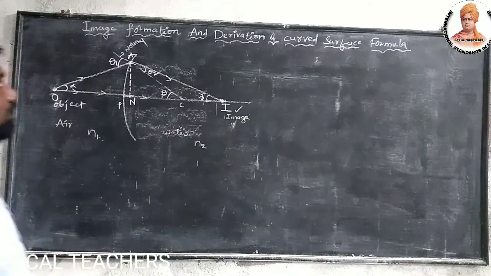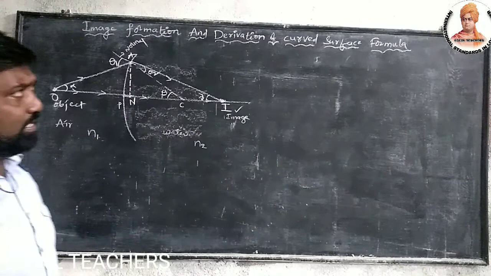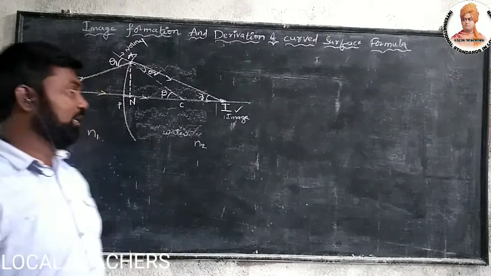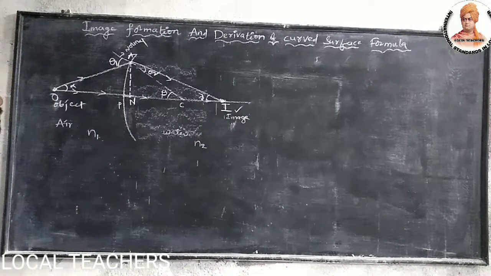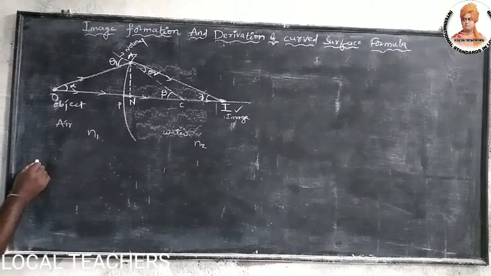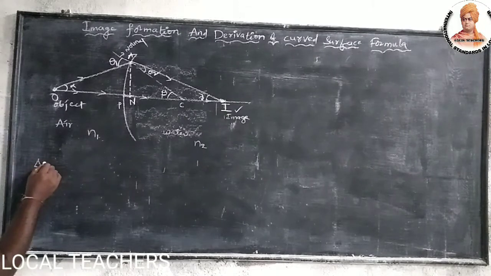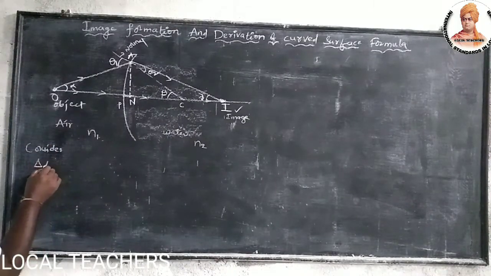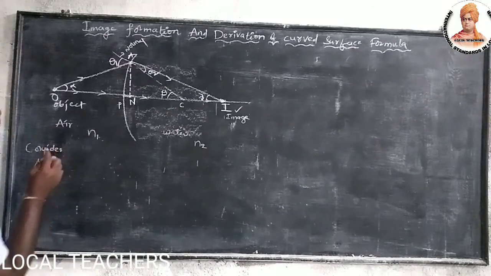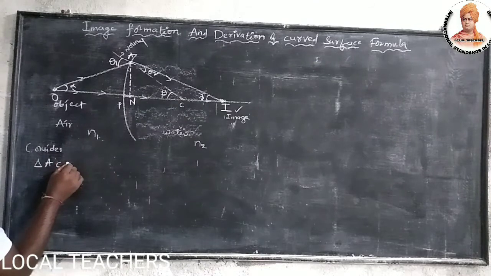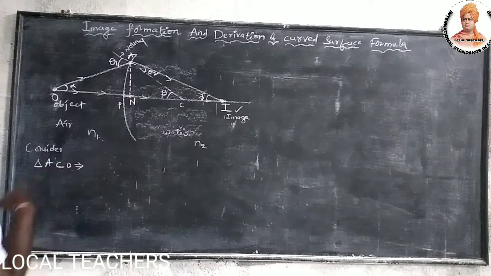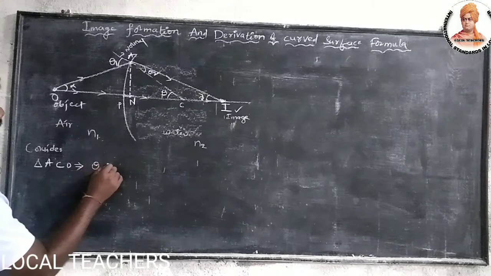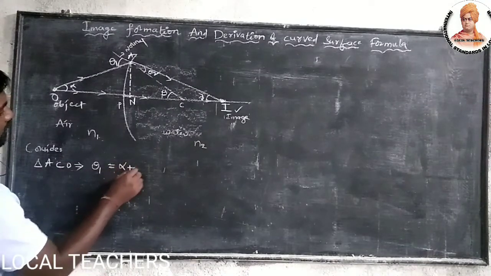For a clear analysis, in order to derive the curved surface formula, or to bring out the relations between V, U and R, here I am considering triangle A, C, O. In this triangle, I can write angle theta 1 equals alpha plus beta.